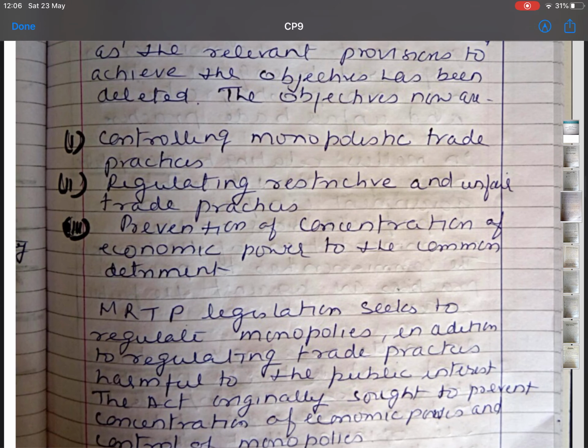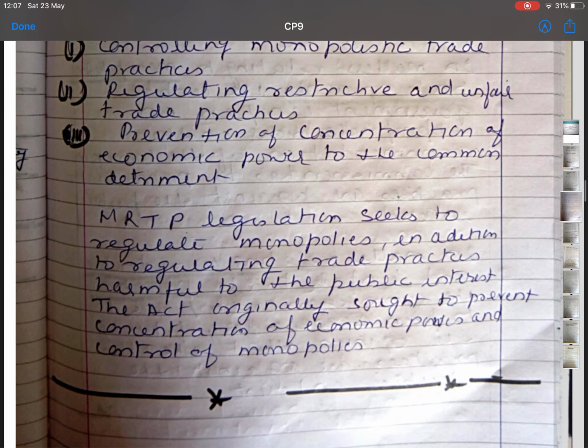Now there are three objectives of this act. The MRTP legislation seeks to regulate monopolies, and in addition to regulating trade practices which are harmful to the public interest, the Act originally sought to prevent concentration of economic power and control of monopolies. So this is the main aim: to prevent concentration of economic power in the hands of few people, and to control the monopolies which are against the interest of the public.